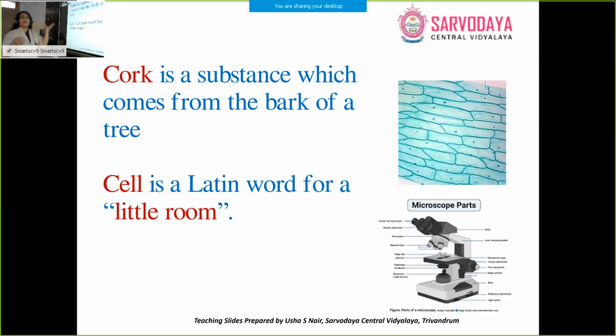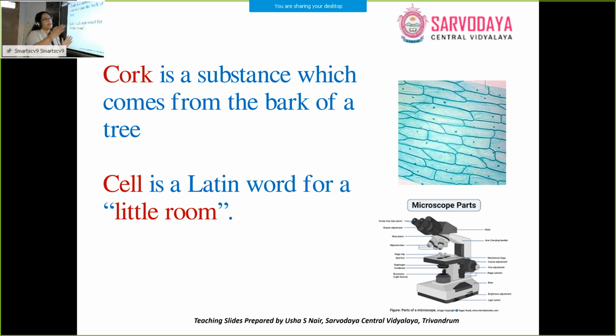Now I've given here what a cork is. We have already learned this, but we are just brushing it up. Cork is a substance which comes from the bark of a tree. And cell is a Latin word for what? Little room. You can see a picture of this.